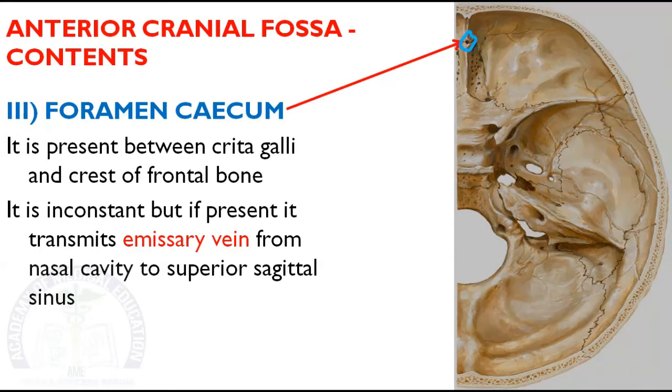Next structure is the foramen cecum. This is the foramen cecum, the blinking area that you see. It is present just between the crista galli and the crest of the frontal bone. In between the two, there is a foramen, and that foramen is called the foramen cecum. It is an inconstant foramen, but if present, it transmits emissary veins, and these emissary veins join the nasal cavity to the superior sagittal sinus.